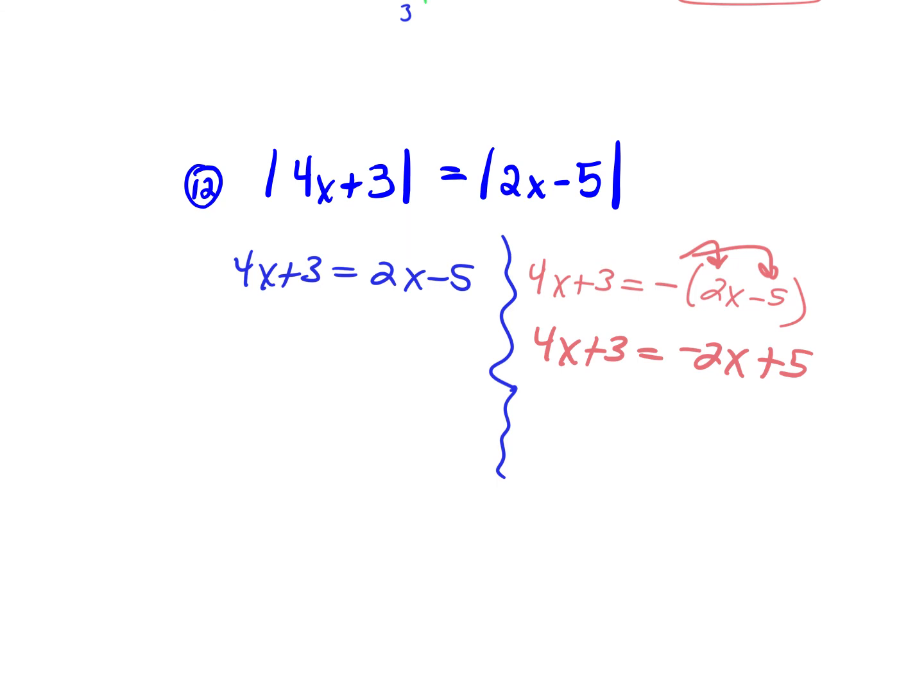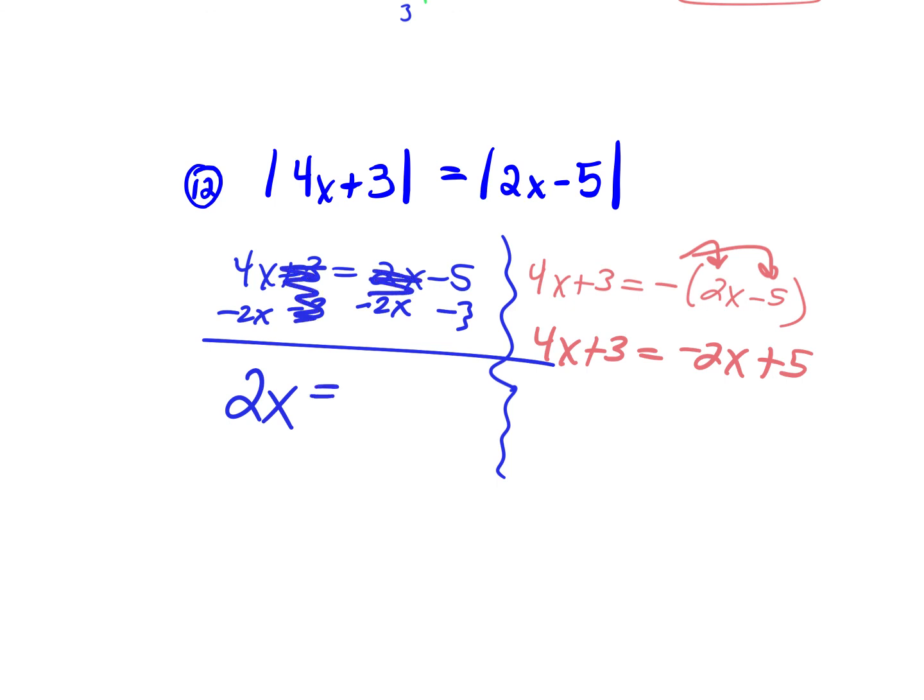And then now we just solve like a normal problem. We go through the process. I'm going to move numbers to one side, x's to the other. I like x's to be on the left, so I'm just going to move 2x this way. And I'm going to move 3 this way. You guys okay with that? So 4x minus 2x is 2x. My 3's will cancel. 2x's cancel. -5 and a negative, that's a 3. -5 and a -3 gives me a -8. Divide both sides by 2, and I get x equals -4.